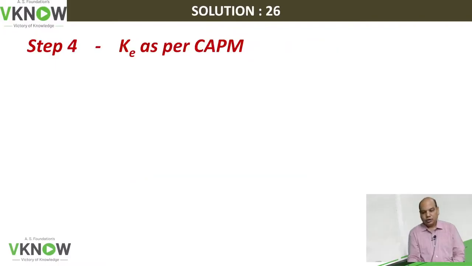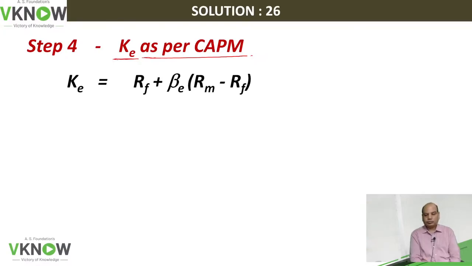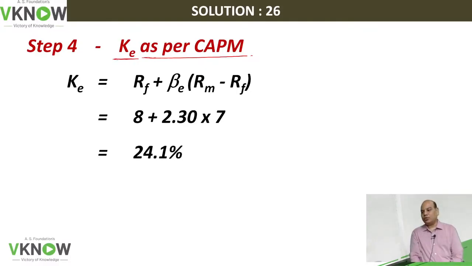Okay. Now we can compute cost of equity as per CAPM. Formula: RF plus beta of equity into RM minus RF. You can round off to two digits. You have got 2.294; make it 2.30. It's okay, 2.294 is also okay. Now answer please. What is the cost of equity? It is 24.1% approximately. Is it 24.1% approximately? Yes, very good.